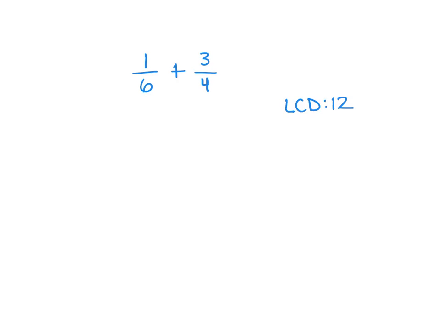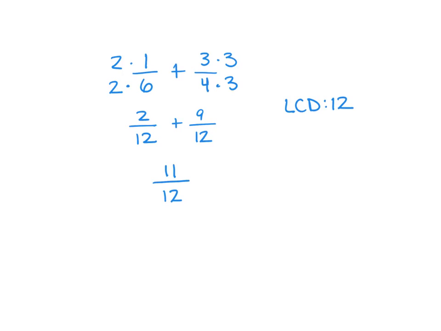And so remember that this is something we need to multiply to. How do we get from 6 to 12? We multiply by 2. Whatever we do to the bottom, we do to the top, and we get 2 over 12. 3/4, in order to get from 4 to 12, we multiply by 3. And again, whatever we do to the bottom, we do to the top, and we get 9 over 12. From there, we go ahead and add our numerators. We get 11. We keep the denominator.